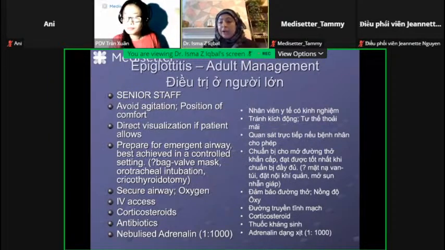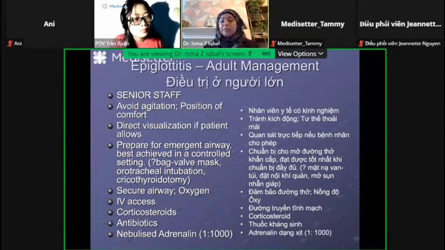And intravenous antibiotics, either benzyl penicillin or cefuroxime.